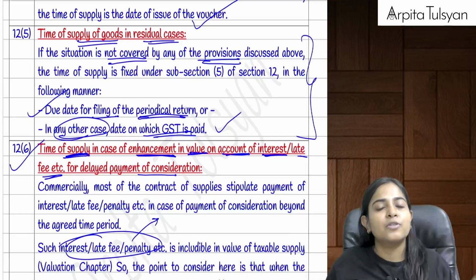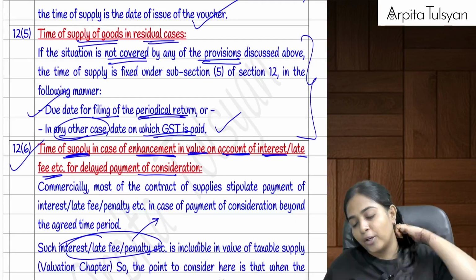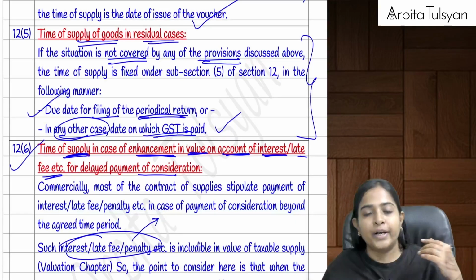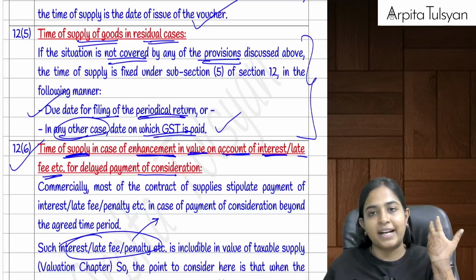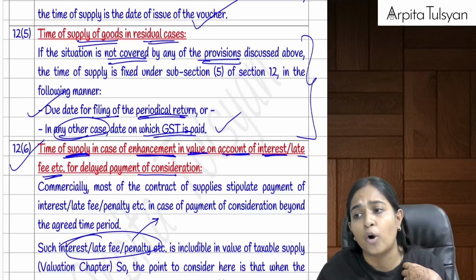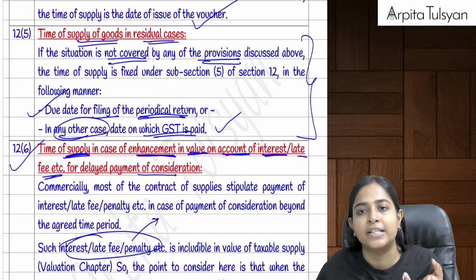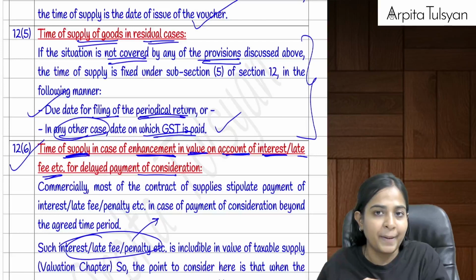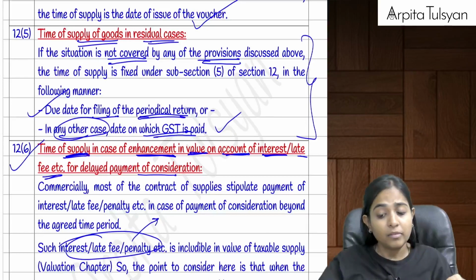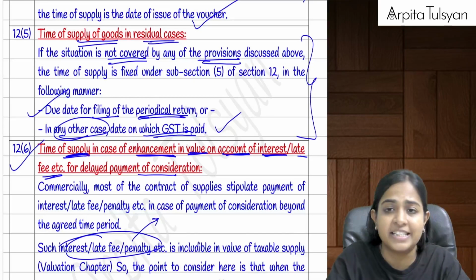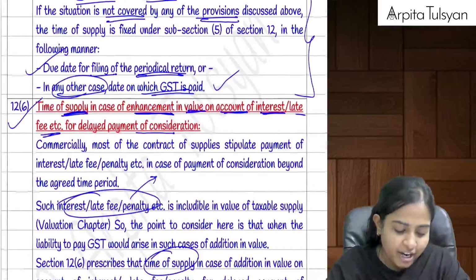Are you clear with this? So if you have the due date available with you, the periodical returns due date, then that becomes the time of supply. If that is not available, that is, in the case when you are not registered whereas you are liable to get registered, so now you are required to pay the tax, then time of supply will be the date when the GST is actually paid on such transaction.